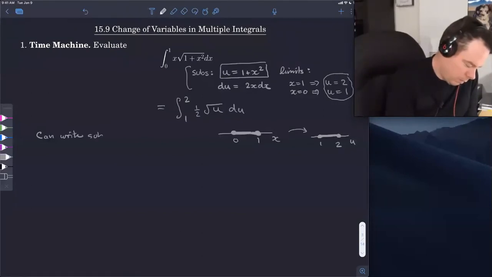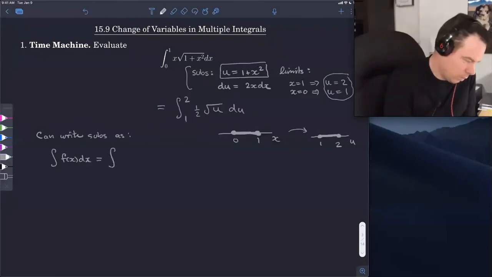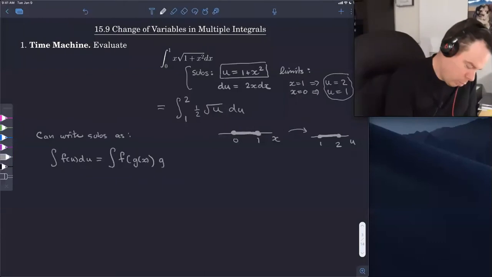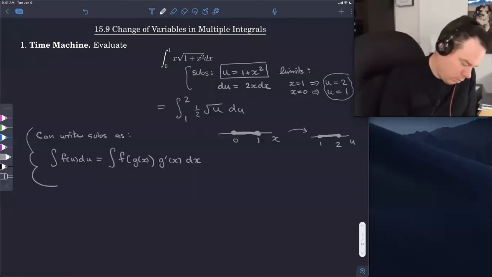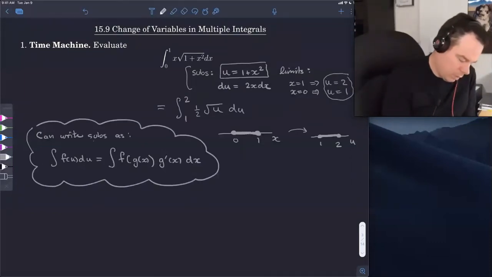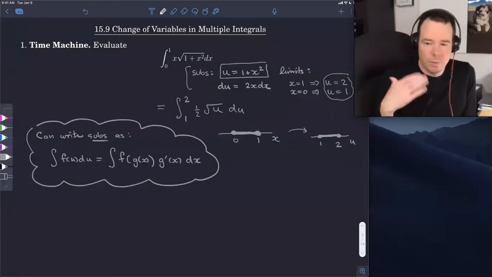So we can write substitution as the integral of f of x dx is equal to the integral of, actually I'll write it f of u du. Sorry, I'll switch these to u's. The integral of f of u du is equal to the integral of f of g of x times g prime of x dx. So that's our general formula we've been using for a substitution. We typically go from the right side and rewrite it in terms of what's on the left.